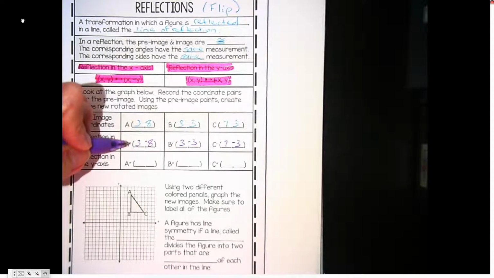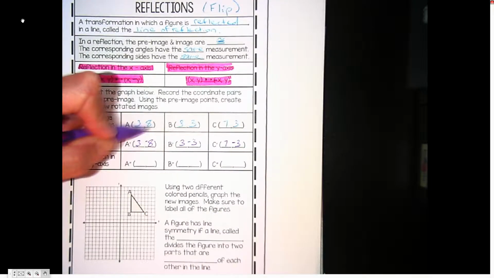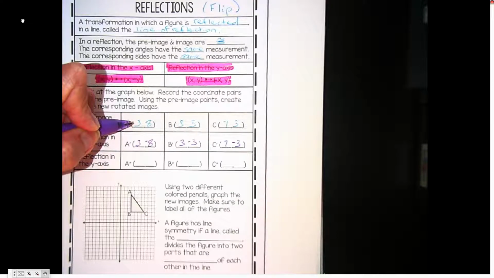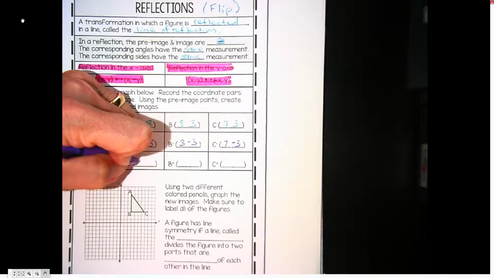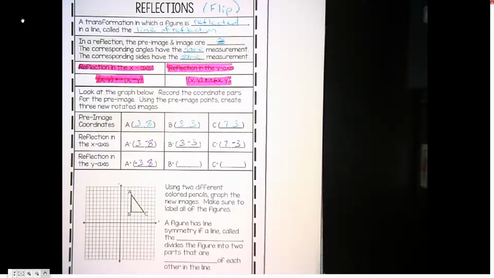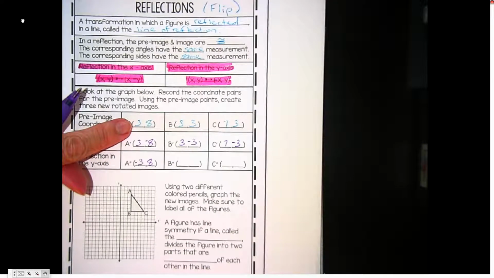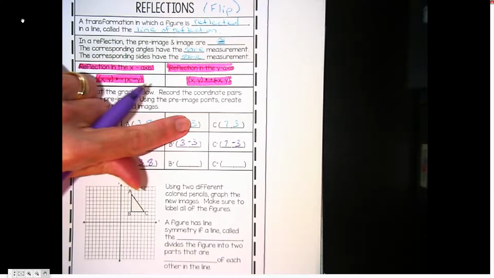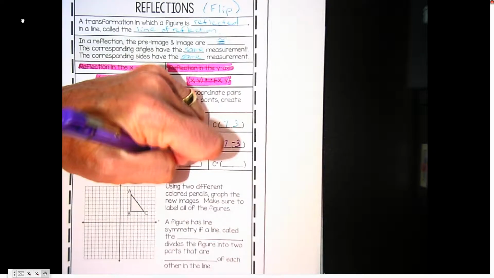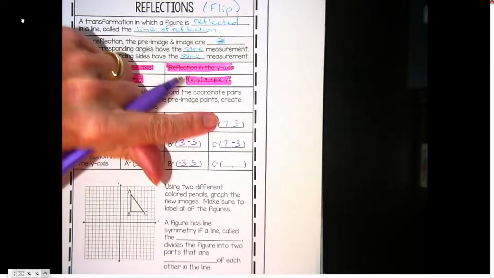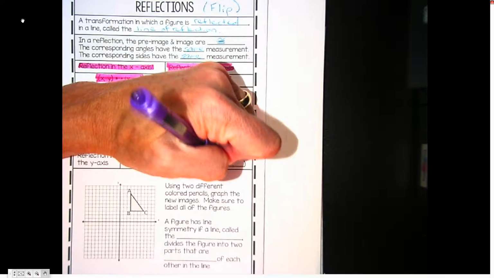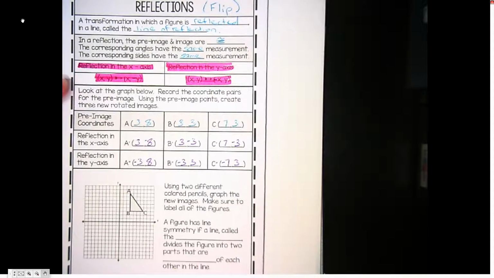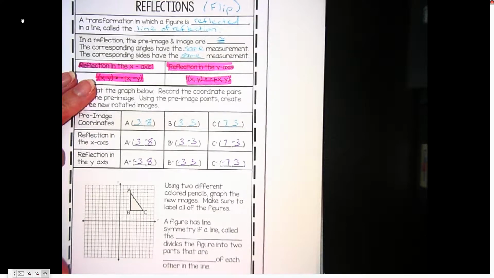Okay, so we're going to take these original points as 3, 8, and we're going to change the x value. So this is going to become negative 3, and the y stays the same as the original. Here, 3, 3 becomes negative 3, 3. And 7, 3 becomes negative 7, 3. Okay, so let's go ahead and plot those. The first one's plotted for us, so let's plot the second and the third one.